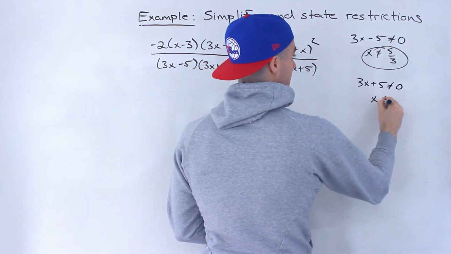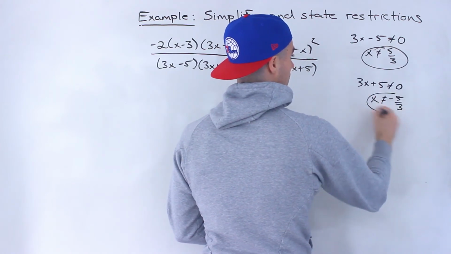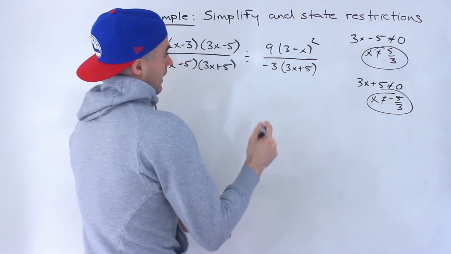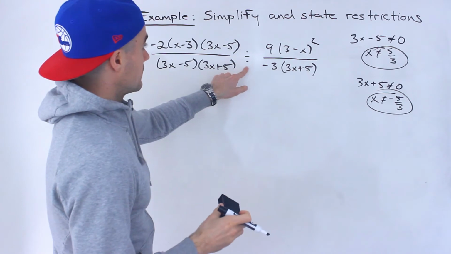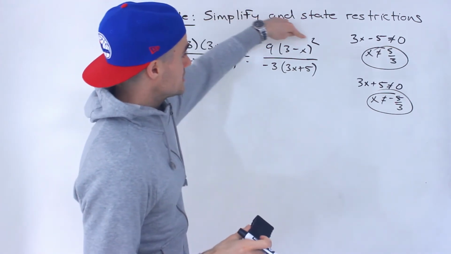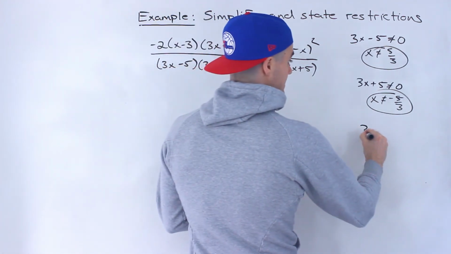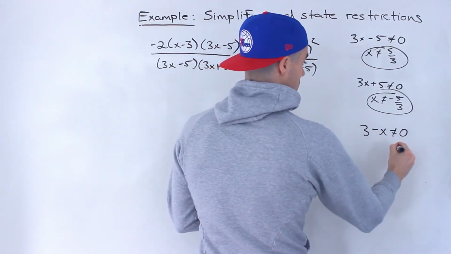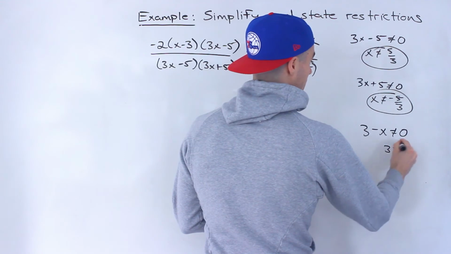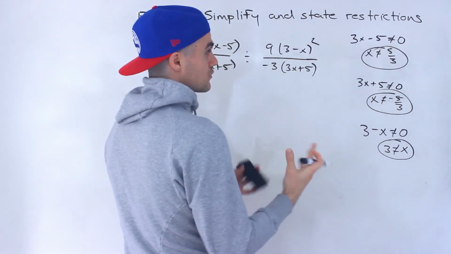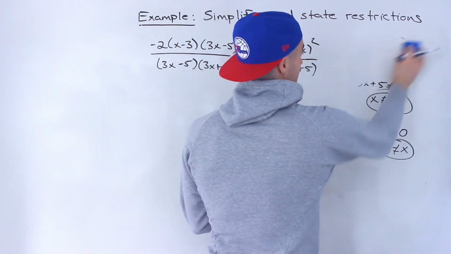So x can't be negative 5 over 3. And since we're dividing, notice that we got to get the restriction from the numerator as well here. So 3 minus x cannot be 0, which means x can't be 3. So there's 3 restrictions in this case.